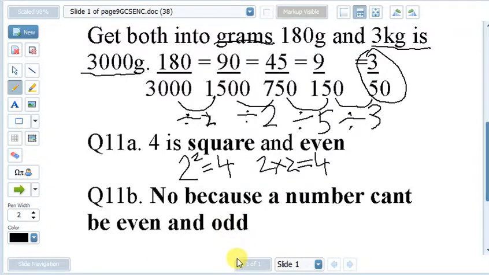Question 11b. And question 11b is, can one number have all the properties that we listed? Now, no, because a number can't be even and odd. Okay?